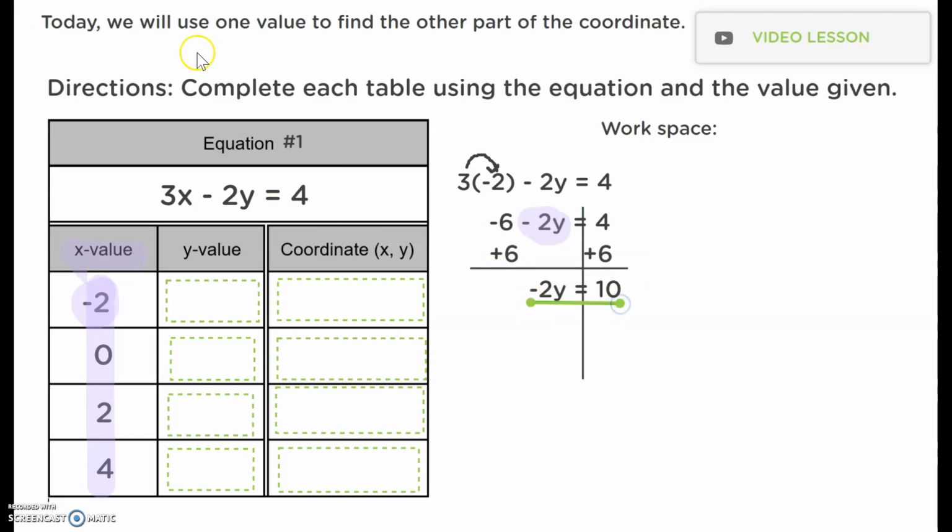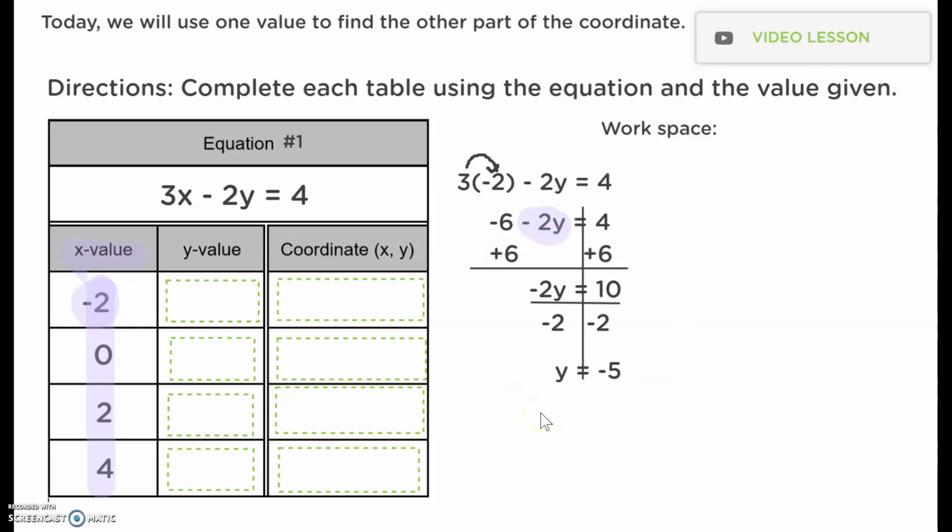And be careful, if you just divide by 2, you're going to get the wrong answer. Since it's a -2, I'm going to divide by -2. -2y divided by -2 is just y, and 10 divided by -2 is -5. You can use a calculator if you need it, but that is our answer.